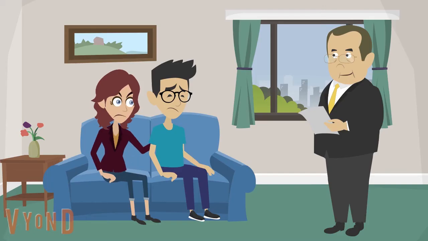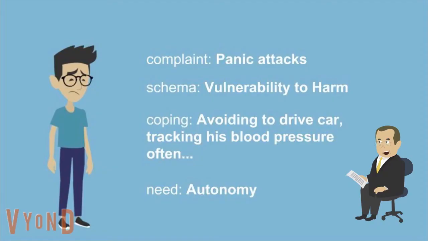He had his first panic attack in his 20s and knocked on the psychologist's door because of the insistence of his girlfriend. If we distribute the information to the schema categories, here the complaint is the panic attack. This is the part that Peter is aware of. The related schema is vulnerability to harm. His coping behaviors are avoiding driving a car and measuring his blood pressure 3 times a day. The basic need that he is lacking is autonomy. He feels that a medical catastrophe is around him all the time and it is a matter of time until one day he will face it.